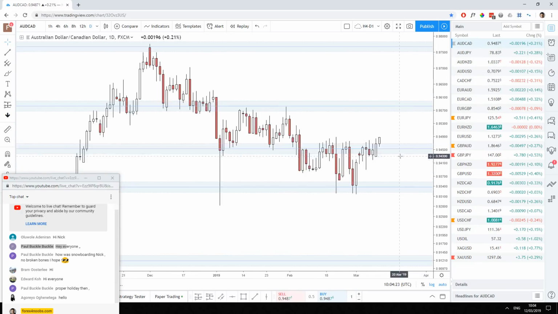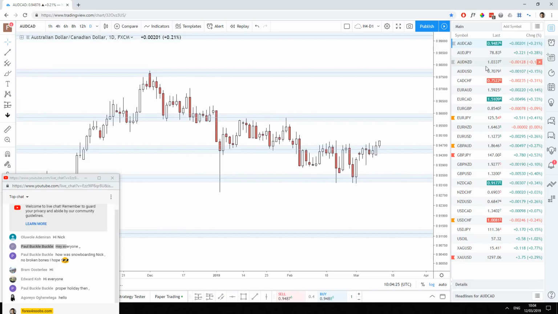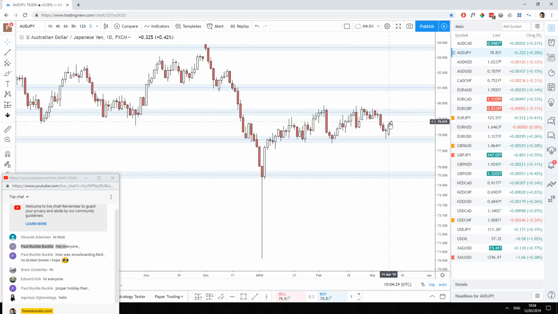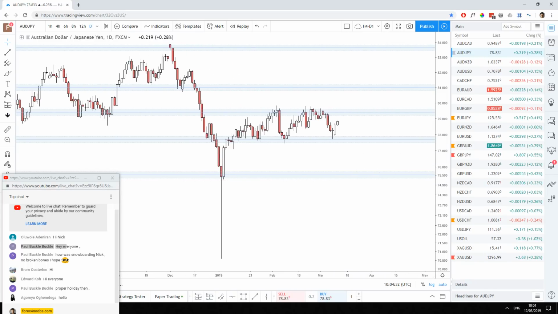Right. So AUDCAD not doing too much. There's nothing that I'd really want to trade right there. AUDJPY is stuck in a bit of a range, it would seem.